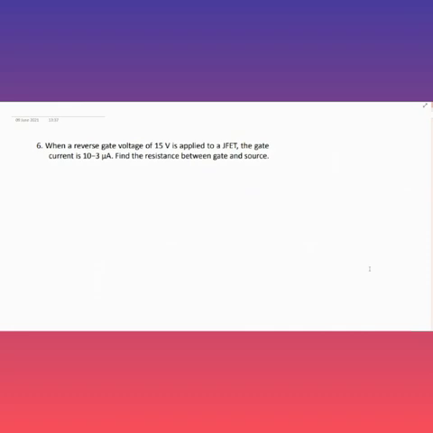When a reverse gate voltage of 15 volt is applied to a JFET, the gate current is 10 to the power minus 3 µA. Find the resistance between gate and source. So here they have asked you to find the gate to source resistance value. So it means VGS by IG is asked.